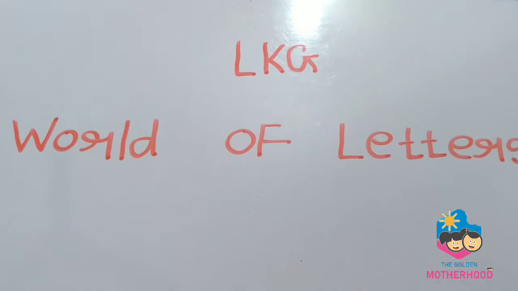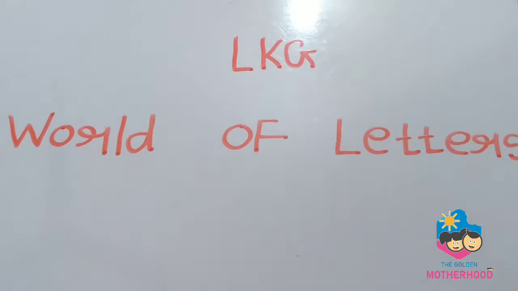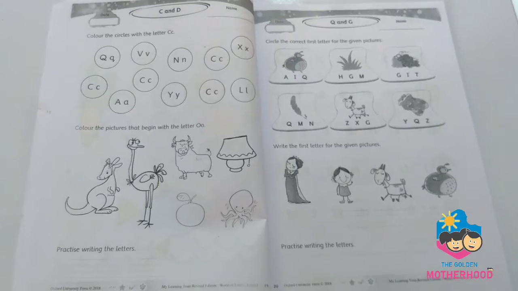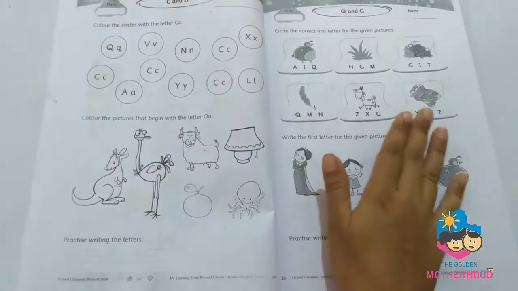Today we will learn wall of letters. I will teach you page number 19 and page number 20. It's C and D and Q and G.